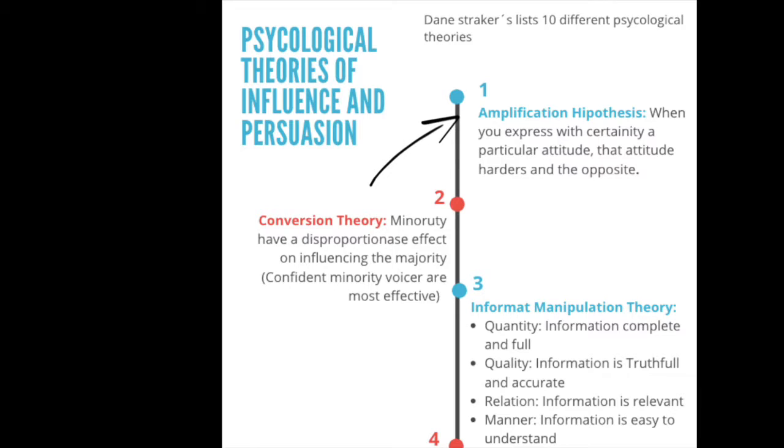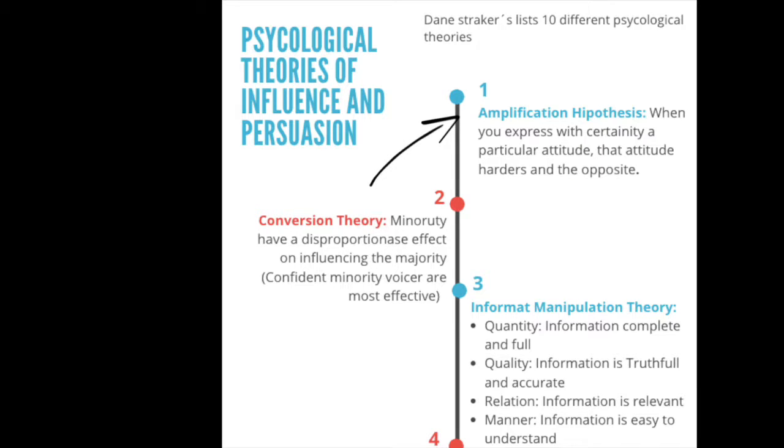Now I'm going to present the two infographics that I have done during my class. The first one is about the 10 theories by Dave Stracker. And the second one is how those theories can be applied to the real world, with an example of a real brand and how they use those theories. The first infographic is about the 10 psychological theories of influence and persuasion. It's a work by Dave Stracker, in which he named 10 different theories to persuade people. The first one is the amplification hypothesis.